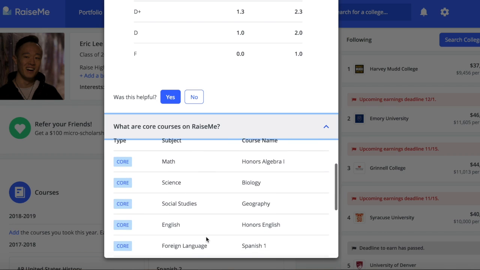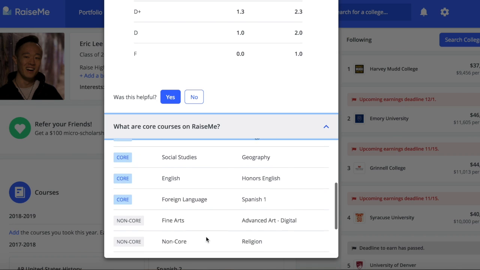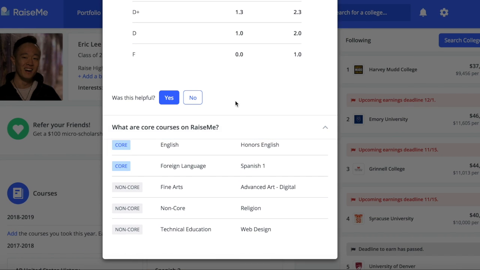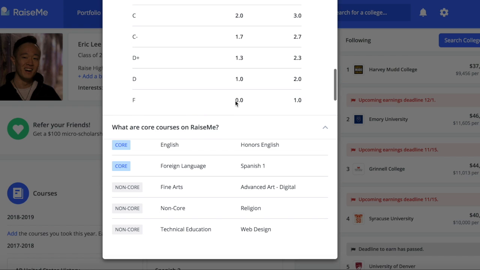So any math course like Algebra 1 is going to be considered core. A science course like biology, considered core. You get the point. Non-core courses are a little bit trickier. Arts or elective courses are not going to be considered core for the purposes of GPA, and that also includes any religious classes you may end up taking at your high school.